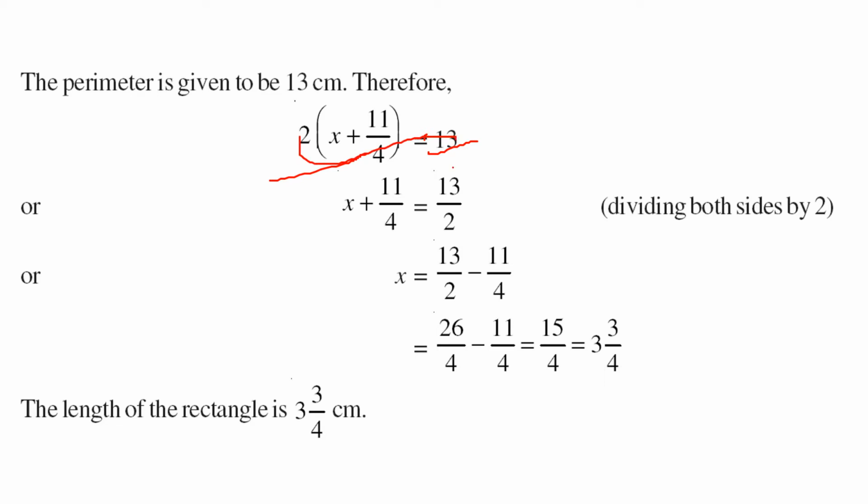You can take the 2 on the downside, so this will be 13 by 2. Take 11 by 4 here, so it will be 13 by 2 minus 11 by 4. And when you solve it, you get 15 by 4, or you can easily write, because the question is in this form, we can just write 3 3 by 4. The length of the rectangle is 3 3 by 4.